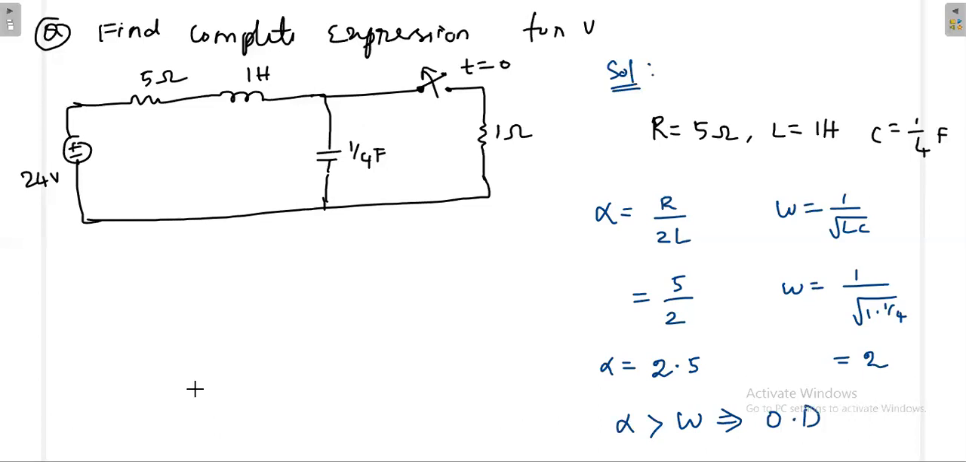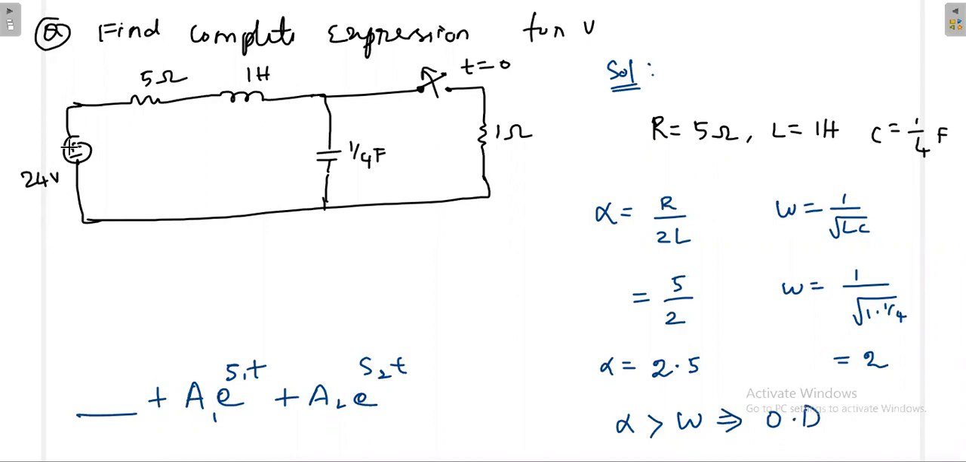Once they are not equal, you will have this format: say the root values are s1 and s2, which will be negative, so A1 e power s1t plus A2 e power s2t. But along with this you will have some initial conditions, because this is not a free network. Even after applying the switch, the network consists of some source, so this is a network with the source. Then definitely you will have some initial voltage.